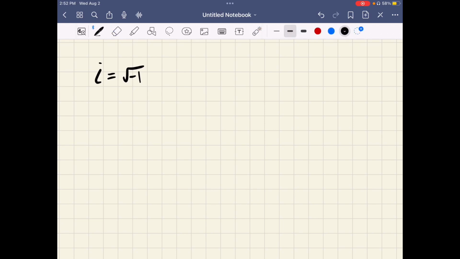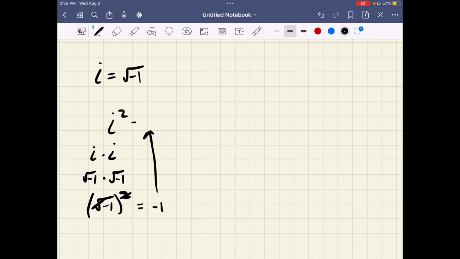So now you may see something like this, i squared, which is the same thing as i times i, which is the same thing as the square root of -1 times the square root of -1, which can be rewritten as the square root of negative 1, squared. And when you get to this point, you'll notice the square and the square root are opposite operations of each other, which basically more or less cancel each other out, even though I don't like using the word cancel out, which leaves me with negative 1. So in this case, I know that i squared is equal to negative 1.